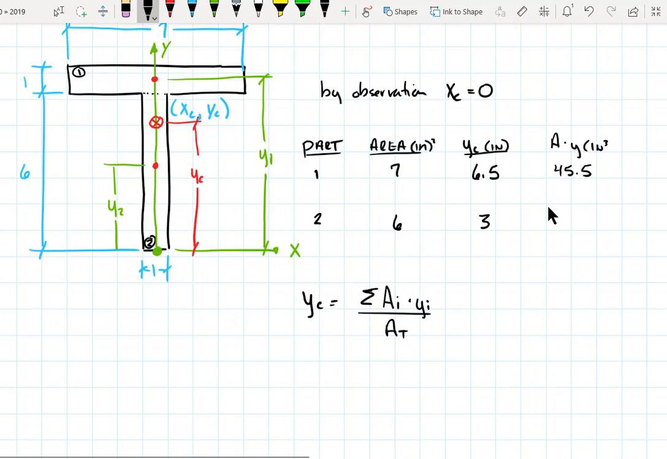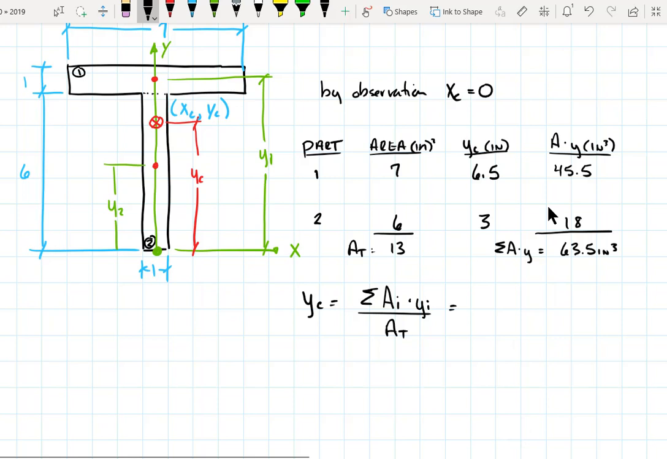So this is going to be A times Y. It'll give me units of inches cubed. It's not a volume though. And then 6 times 3 is 18. And then if I add this column up, that will be the summation of all the A times Y's. So 45.5 plus 18 is 63.5. And then they had units of inches cubed. If I sum this total, that'll be the total area, so 13.